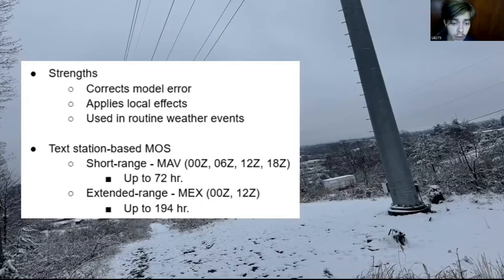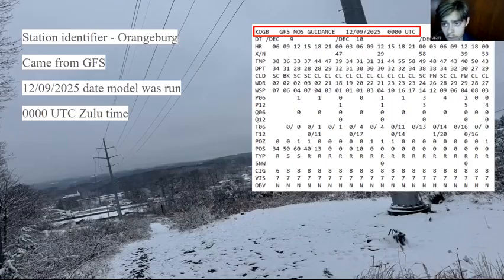We can have two situations. We can have MAV, which is the short range, operated at 0Z, 6Z, 12Z, and 18Z, with up to 72 hours of coverage. Extended range MEX is offered only at 0Z or 12Z, with up to 194 hours. So let's read this thing.